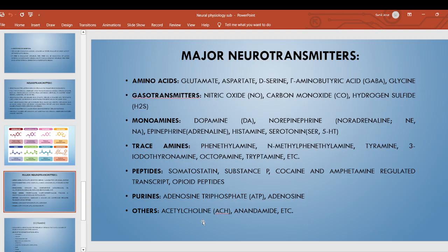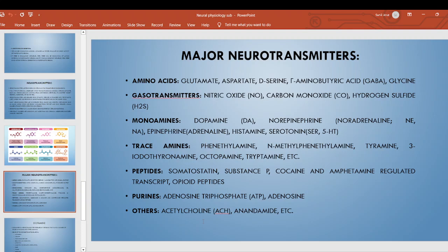Some of the important types of neurotransmitters can be classified. Certain ones are amino acids. Under the category of amino acids, we have different neurotransmitters: one is glutamate, another aspartate. These all belong to amino acids. Another type of neurotransmitters are gasotransmitters, because they are gas molecules like carbon monoxide, hydrogen sulfide or nitric oxide. That is the second category of neurotransmitter, which we call gasotransmitters.